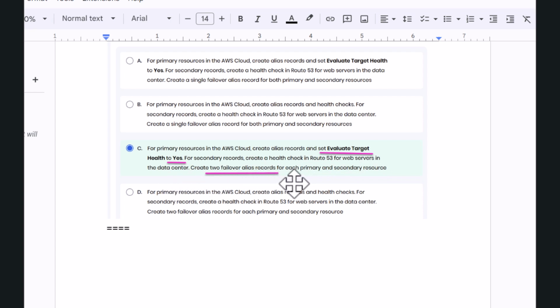Create two failover alias records, for each primary and secondary. So if you see the first option, this is also the same. Evaluate target health to yes. Secondary, everything is the same. The only thing that is different is over here in this option, it says create two failover alias records for each primary and secondary resources. In the fourth one, the second line is the same, create two failover, but the first line would be different for primary. So what is different over here and this one? Okay, it is not setting the evaluate target health to yes. So we have to remember two keywords: set evaluate target health to yes and create two failover alias.